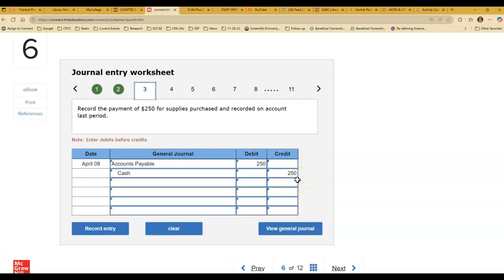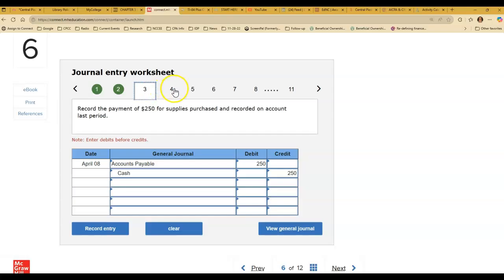Last period, so why would the April 2nd be last period? Well, it's going to work exactly the same way. So if we had bought this back in March, it still would have been supplies and accounts payable. I thought you were specifically saying it was April 2nd. Oh, yeah, no. But you see how that's working? So you had to know that this was the original journal entry that we would have recorded there, and now we're just paying down that accounts payable here.